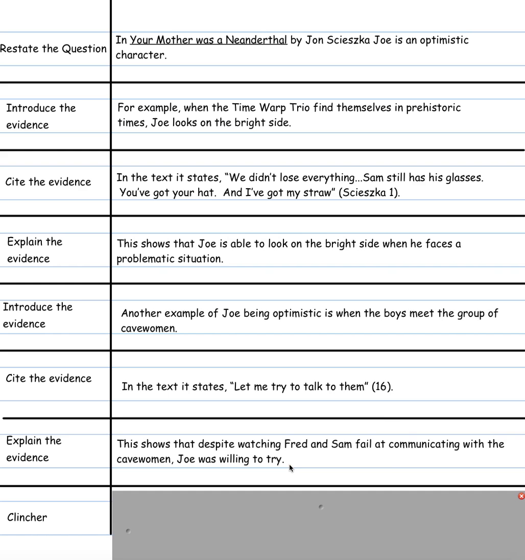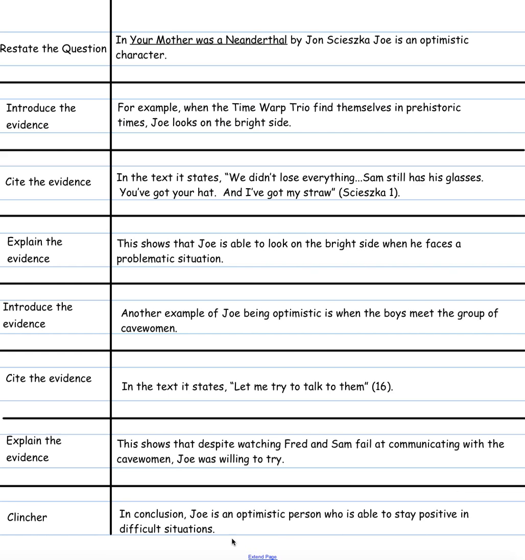And last but not least, my clincher to wrap this whole paragraph up. In conclusion, Joe is an optimistic person who is able to stay positive in difficult situations. So notice my clincher relates right back up to my restatement of the question in my claim where I said that Joe was optimistic. I didn't say the exact same thing for my clincher, but I kept the same big idea of Joe being an optimistic person.